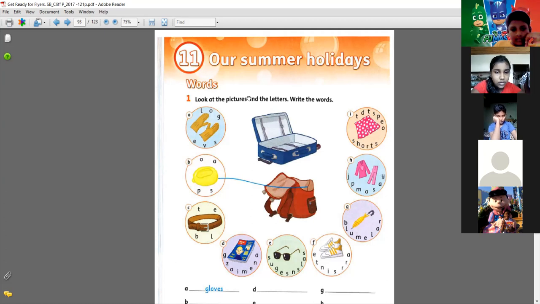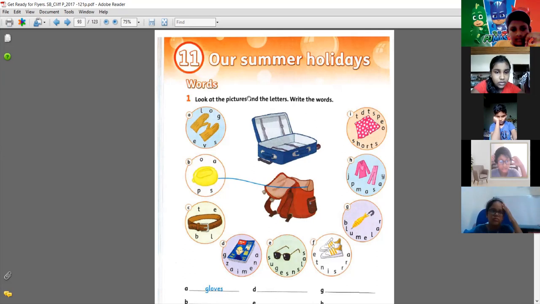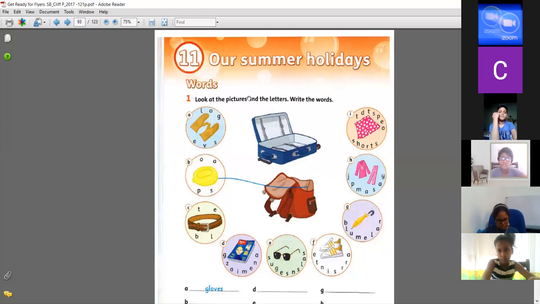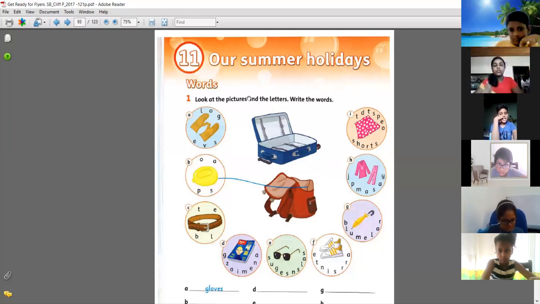So look at the pictures and the letters, and write the words. Everybody, please start your cameras. It's better to check whether you are all doing your work or not. So I request you all to turn your cameras on. Here you can see a lot of pictures. They are going for a vacation, and they are going to pack their bags. They have given the first word for you.